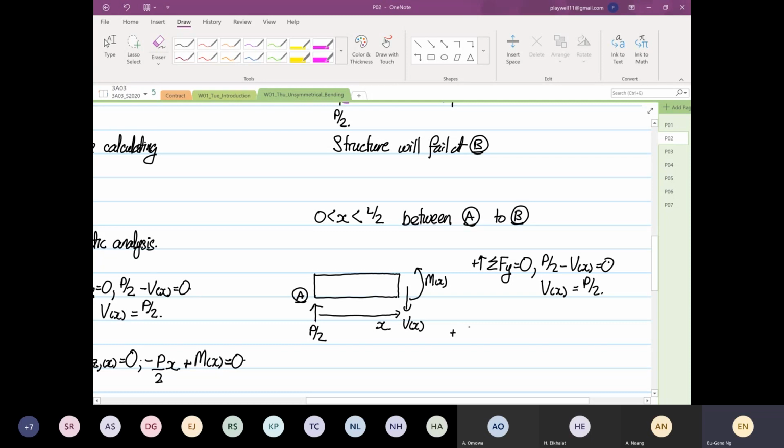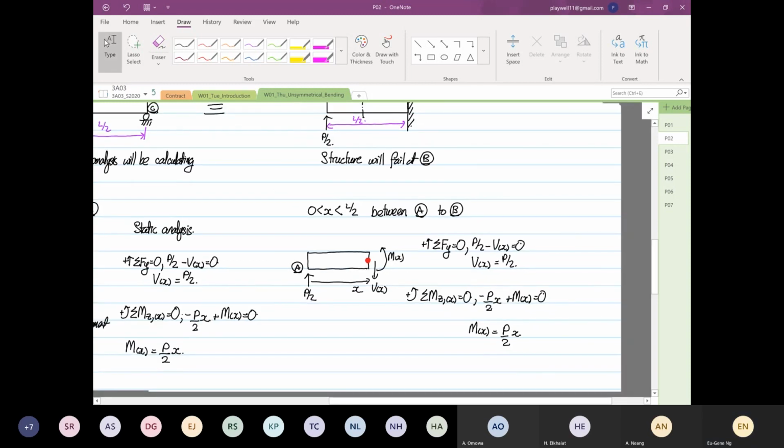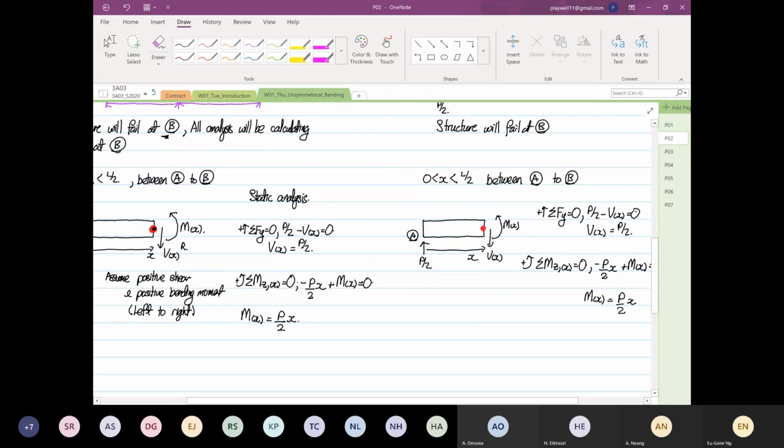Then summation of moment in the z direction anywhere, where the reference point is at point x. So we're going to take moment exactly over here at the red dot. So we have P, going clockwise, minus P over 2 x plus M as a function of x is equal to 0. So now M as a function of x is equal to P over 2 x. Exactly the same mathematically.